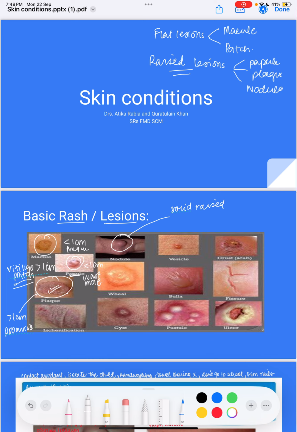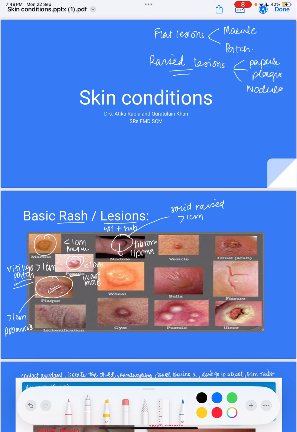The difference is that even though this is also greater than 1 centimeter, the difference between a plaque and a nodule is that nodules deeply infiltrate the layers of not only the epidermis but also the dermis, or the subdermis as well. Examples could be a lipoma, and fibromas like dermal fibromas, neurofibromas, okay?